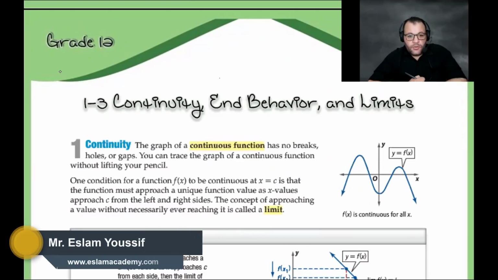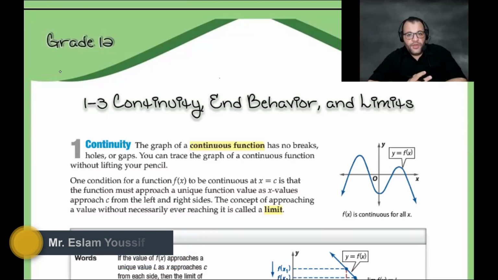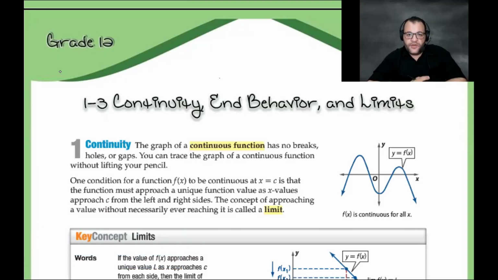Today, inshallah, we'll talk about continuity and end behavior limit. The meaning of continuity: if you want to graph any function and you draw the graph without removing the pen, it means there are no holes and no gaps in the graph. This function, or the graph of this function, is a continuous function. But if you remove the pen and then put the pen in again to continue graphing the function, it means this function is a discontinuous function.